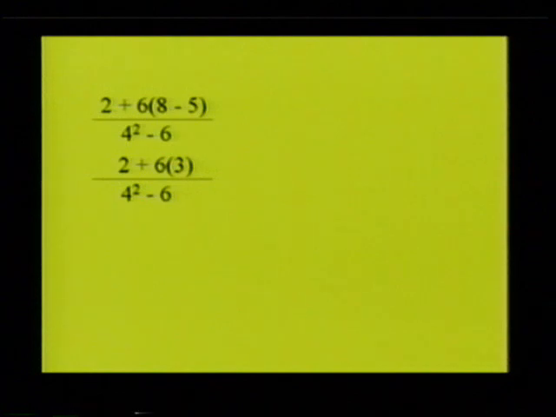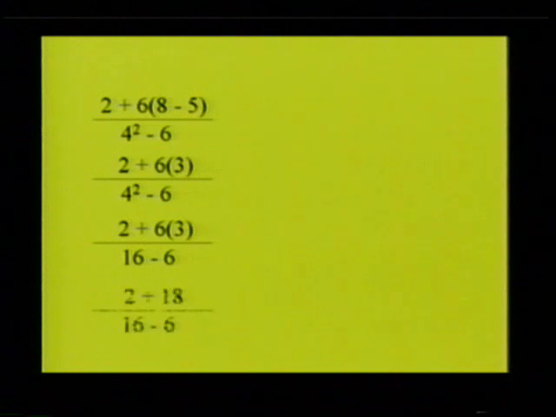Now, what's the next thing to do? Any exponents. I see an exponent with the 4. 4 to the 2nd power is 16. So I've done my parentheses, then my exponents. I have no more exponents. It's now time to do any multiplication and division. I see a multiplication, the 6 times 3, which I will compute now. I've done all my multiplications. Now it's time to do additions and subtractions.